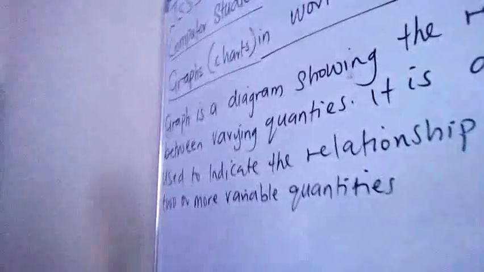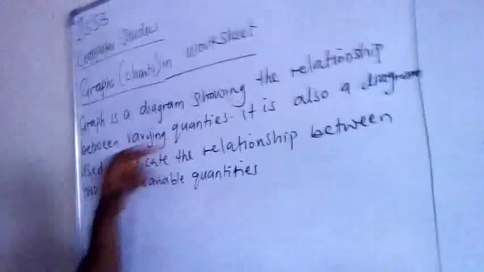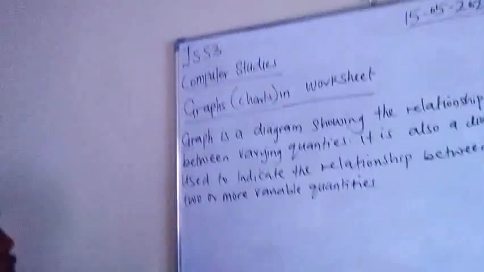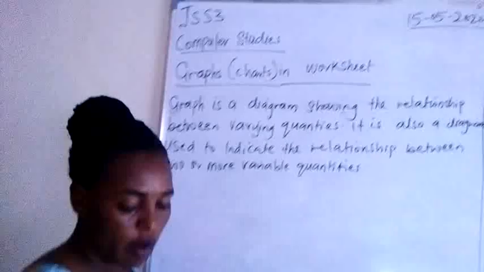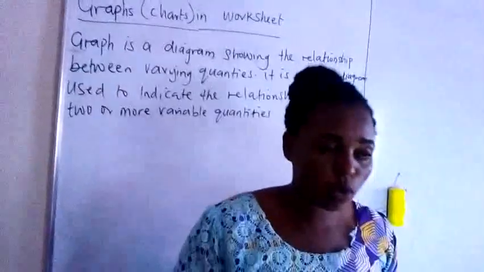Alright, that is that for the definition. We've said that a graph is a diagram showing the relationship between two varying quantities. It is also a diagram used to indicate the relationship between two or more variable quantities. Having established that, we are going to go further to discuss the uses of graphs.